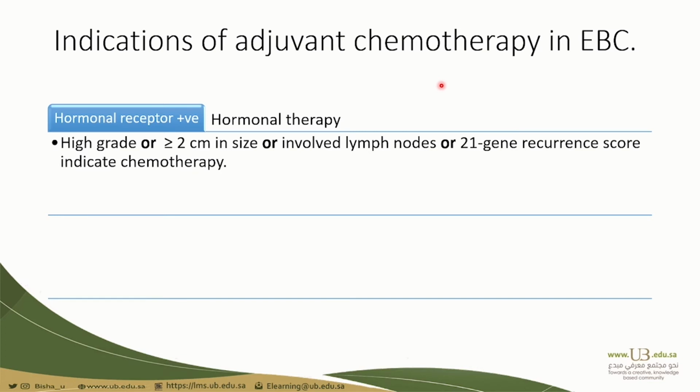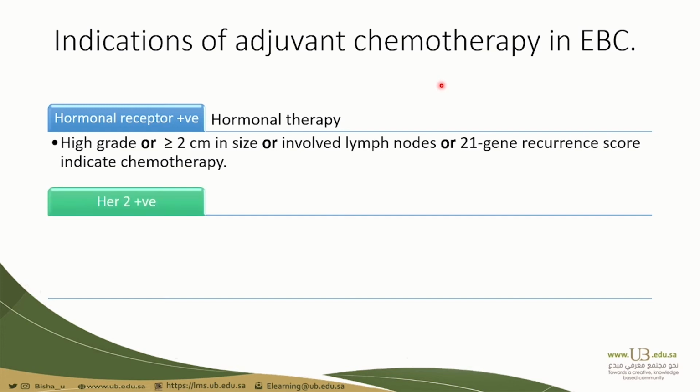If the patient has high-grade breast cancer, what I mean is poorly differentiated, grade 3, the size of the tumor is more than or equal to 2 centimeters, if there is any involvement of the lymph nodes, or the patient has a 21 gene recurrence score. All of these are indications of adjuvant chemotherapy in patients who have luminal cell types, which is hormonal receptor positive.